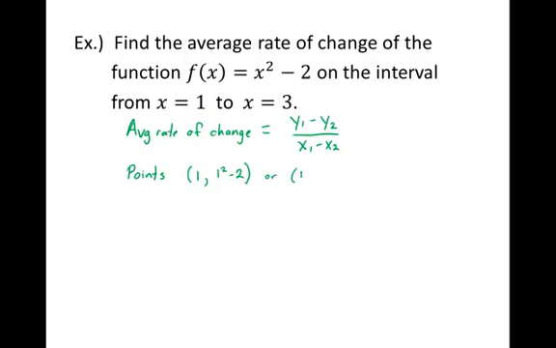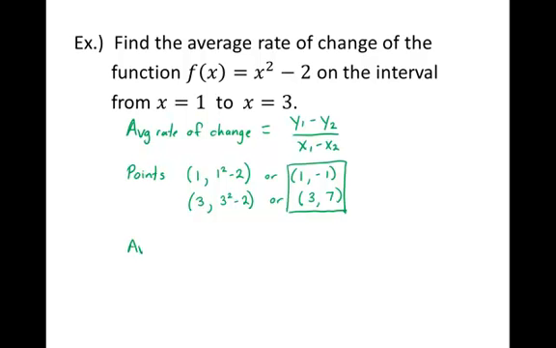Or in other words, that's 1 minus 2, so the point (1, -1). Similarly, when x is 3, my y-coordinate would be 3 squared minus 2, or in this case, that would be the point (3, 7). So I'm going to utilize these 2 points to find the average rate of change of my function.